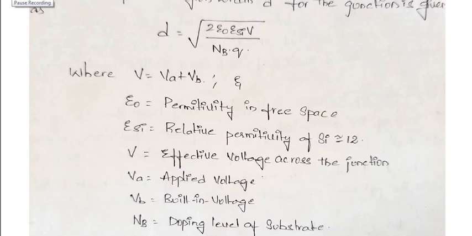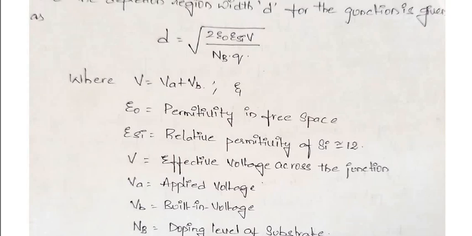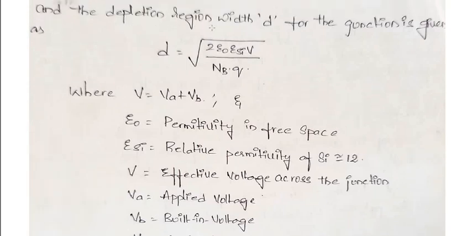The effect of the voltage across the junction is defined as V equals VA plus VB. Before that, the depletion region width D of the junction is given as D equals the square root of 2 epsilon naught epsilon Si V divided by NB times q. What is NB? It is the substrate doping level.